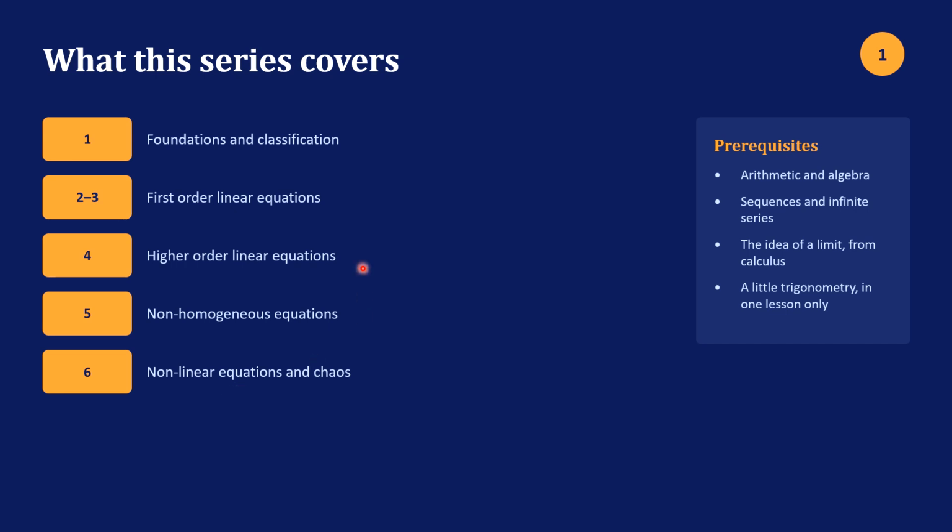This is a quick summary of the series. So this is the first lesson, as I mentioned, on foundations and classification. Then we have what are called first-order linear equations. These are a little bit simpler. Then there's higher-order linear equations, non-homogeneous equations, and then nonlinear equations, and chaos. In terms of prerequisites, it's not too much. Arithmetic and algebra, sequences and infinite series, the idea of a limit from calculus, a little bit of trigonometry in one lesson only.